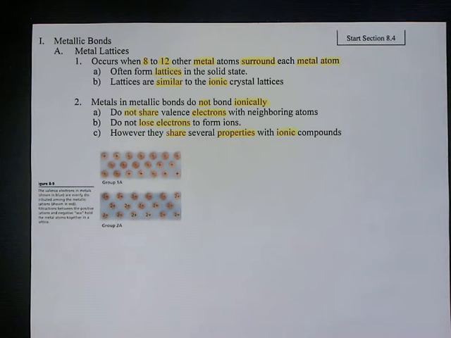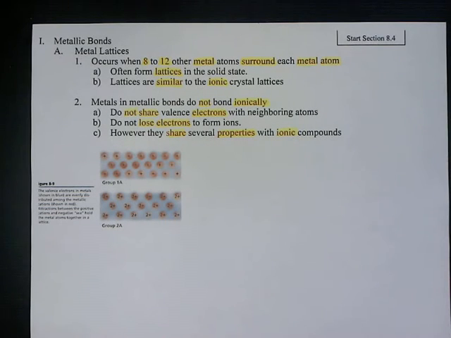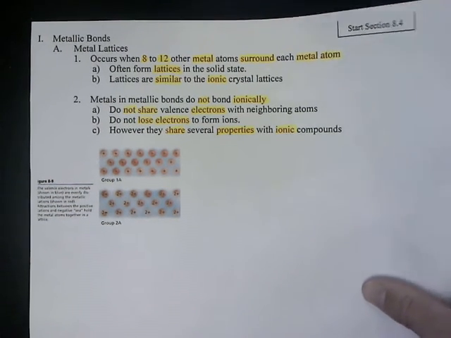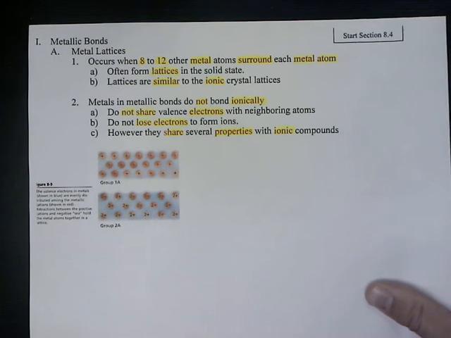Because they don't give their electrons away, they do not form a positive charge, but they form this sea of electrons, okay? Because they look very similar to our ionic compounds, they are going to have many properties. So let's go ahead and learn some terms, and then we will be able to understand metallic bonds a little bit more.